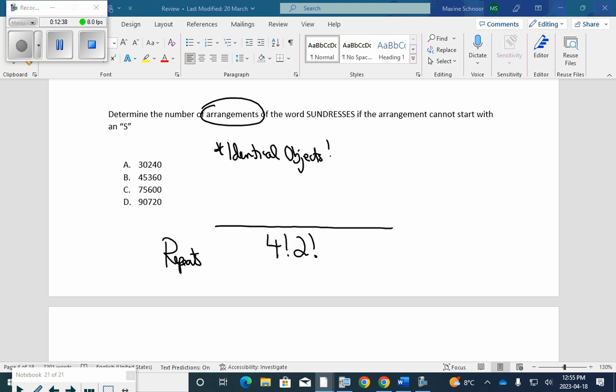Yeah, we're using all the letters. Right, so it's sundresses. Okay, so we're using all the letters of the word sundresses. So the first blank cannot be an S. So how many Scrabble tiles are not S? 6 of them. So you've got 6 choices for that first blank.